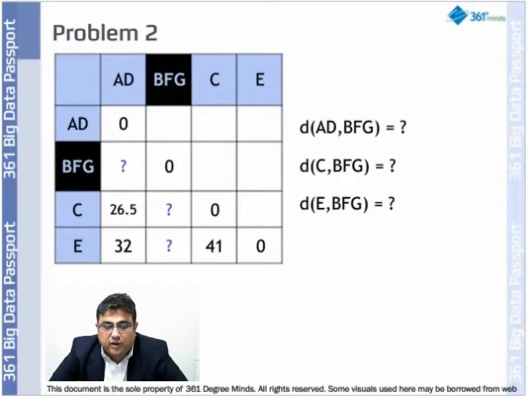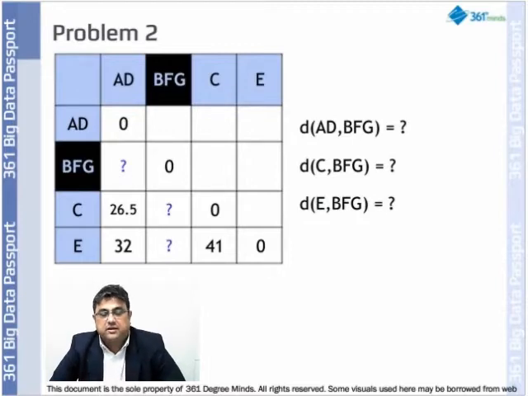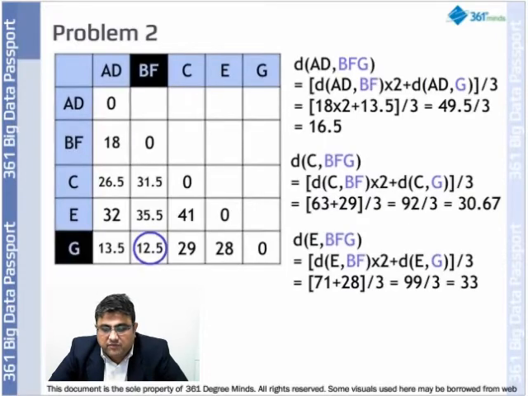So we need to fill all of this distance between AD and BFG, C and BFG, and E and BFG. And let's do a calculation of that. We will naturally do a weight because BF is 2 and G is 1.